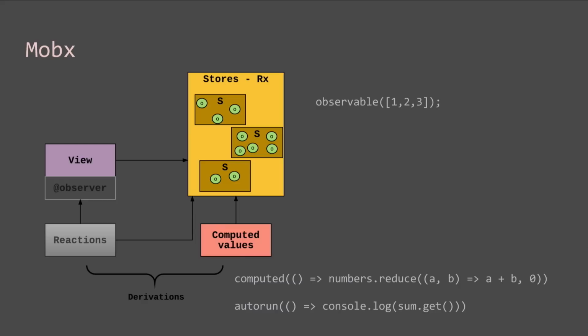And then you have reactions, which are similar to computed values, but instead of producing a new value, they produce a side effect. So you can think of it as taking the output of the formula and drawing it to the screen.